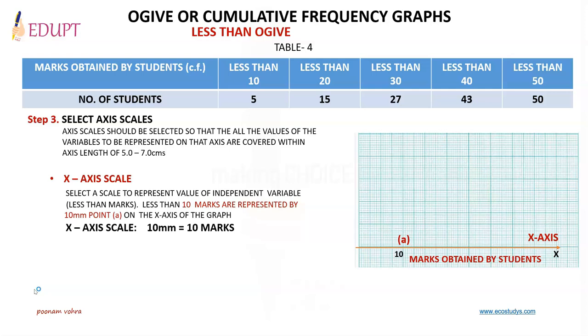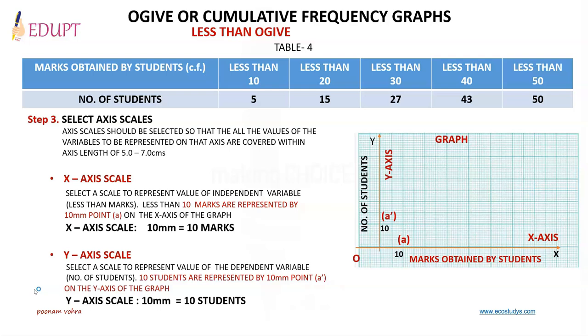X-axis scale is assumed to be 10 marks equivalent to 10 millimeters, which is shown by A on x-axis. So the scale is 10 millimeters is 10 marks. Then Y scale represents 10 millimeters as 10 students, represented by A dash on y-axis.